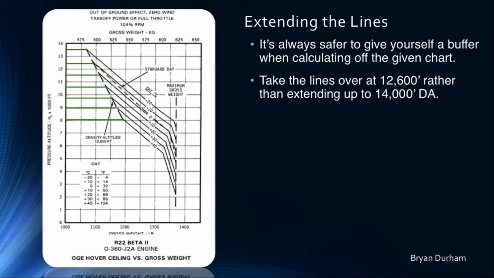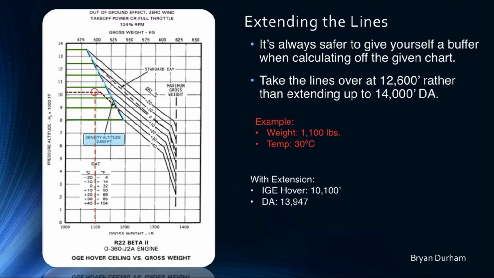This is basically the same conversation that we just had for in-ground effect. It's always safer to take the lines over because it gives you a buffer. Here we go through a couple of different scenarios. Your weight is 1,100 pounds, temperature 30 degrees Celsius. With extending the lines here, you can see 1,100, this temperature extension gives you a density altitude of 13,947, so you're pretty darn close. Without your extension, if we cut it off right here where that little orange bubble popped up and take it straight over, 9,000 foot. Density altitude is still pretty high, but it keeps you away from that 14,000 foot rule that we can't exceed. There's your difference.